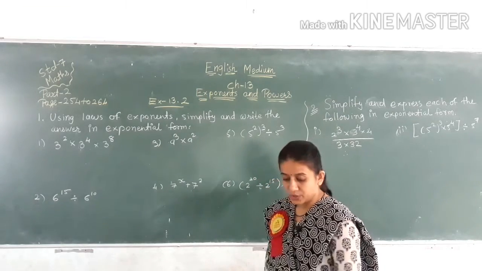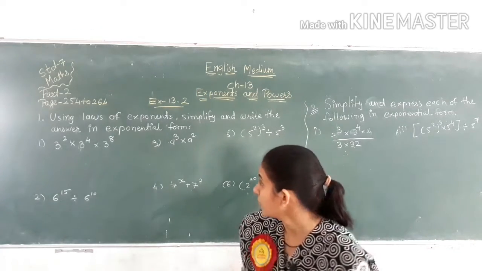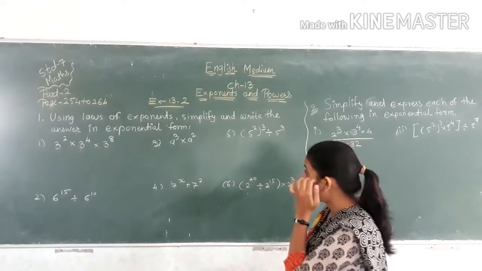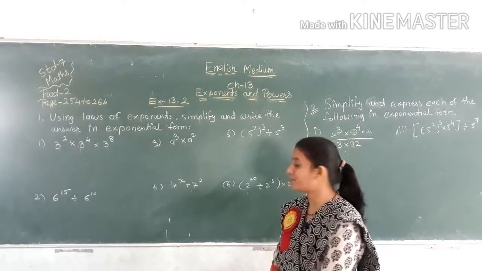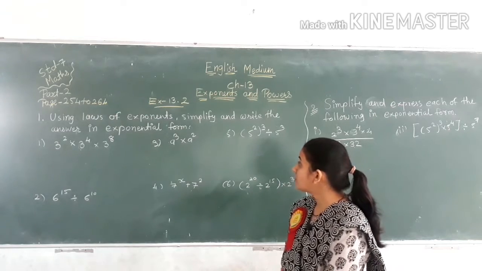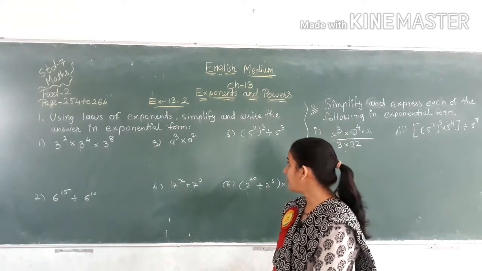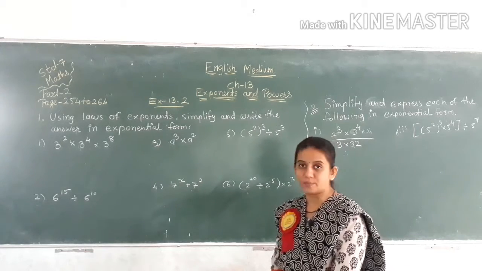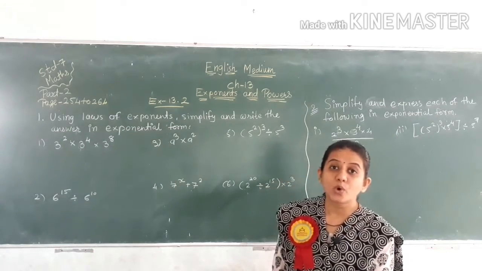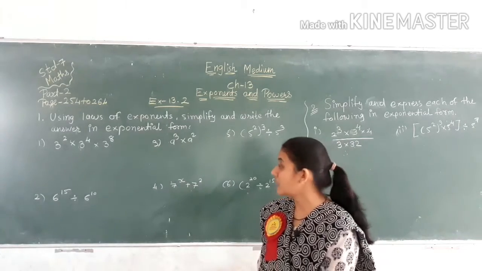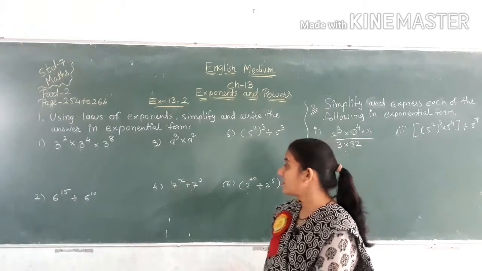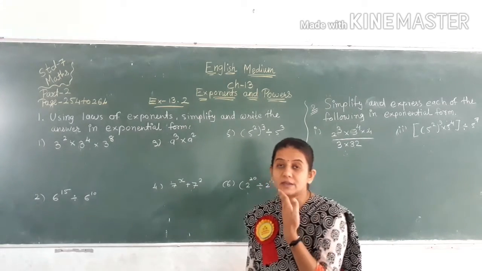Question number 1: using laws of exponents, simplify and write the answer in exponential form. Here the base is the same: 3 raised to power 2, 3 raised to power 4, multiplied with 3 raised to power 8.